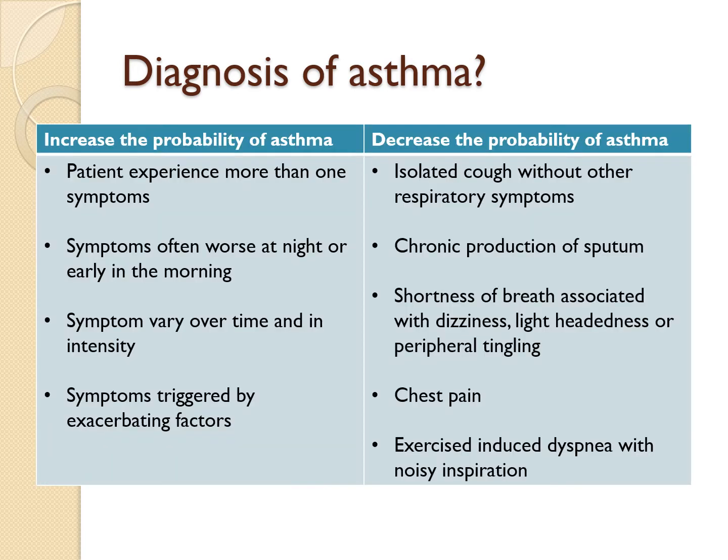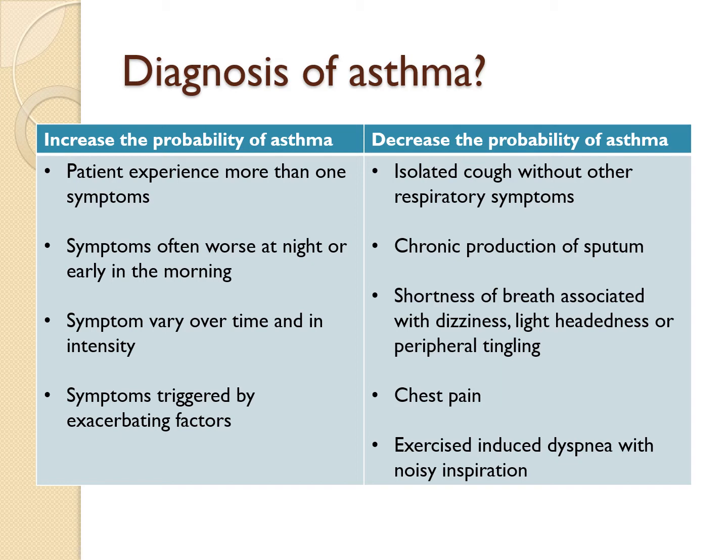There are certain features which may help you or which may increase the probability of diagnosing asthma, and also there are certain features which will turn you away from asthma. So if the patient is experiencing more than one symptom, or if the patient is having diurnal variability, or symptoms varying during the daytime and night time, and also if you can figure out any triggering factors which can exacerbate asthma, these features will support your diagnosis.